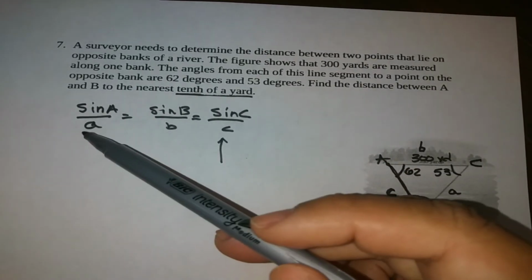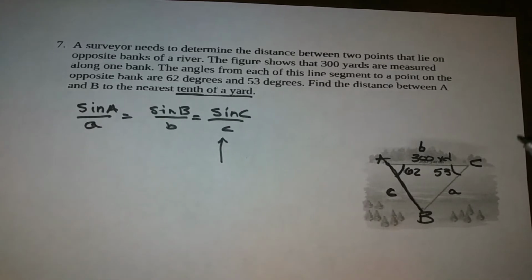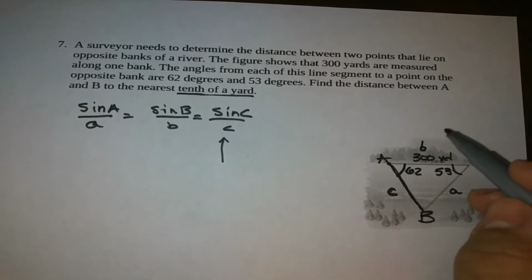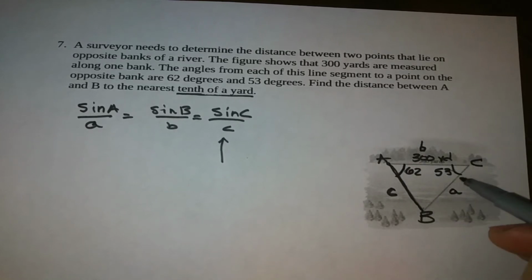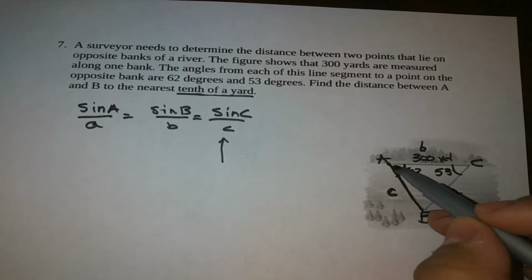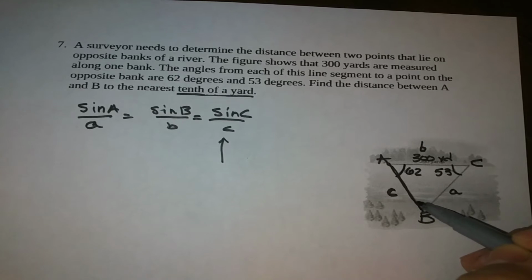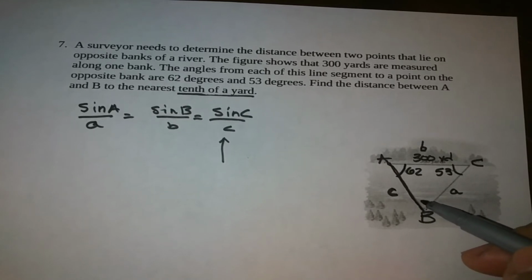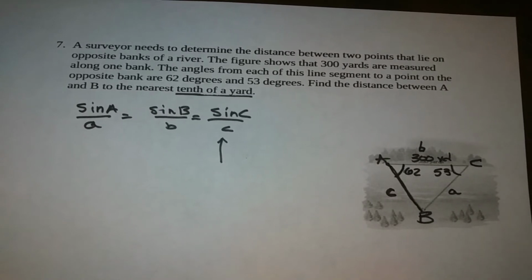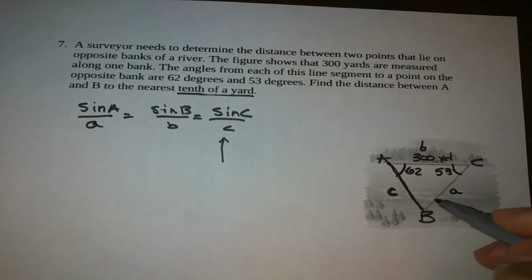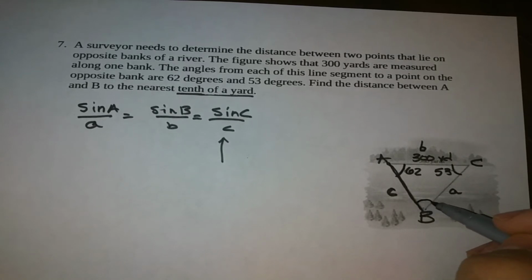Now figuring out which one of these to use. I have my angle A, which is 62, but I don't have the side a. But I have side b, but not angle B. So you have to ask yourself, what's easier to find, an angle or a side? If this was a right triangle, I would say side, because you can just do the Pythagorean theorem. But since this isn't, we're going to go ahead and find the angle.